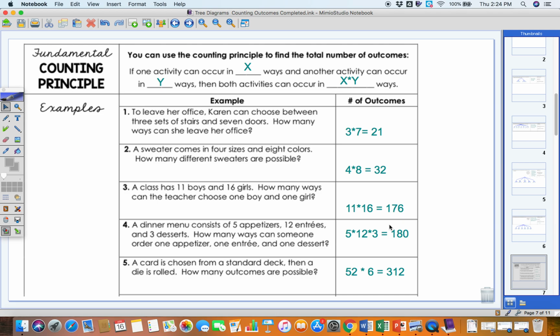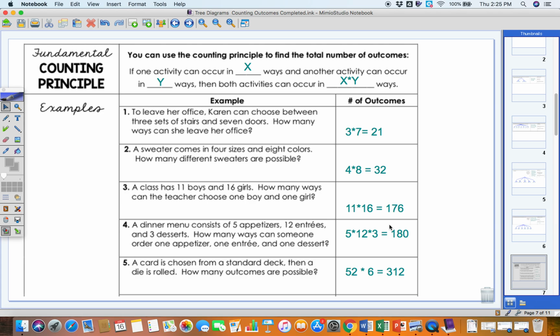To do that, if one activity can occur in X ways and another activity can occur in Y ways, then both the activities can occur in X times Y ways, which means you take the two possible numbers of outcomes and multiply them together to find the total number of outcomes.